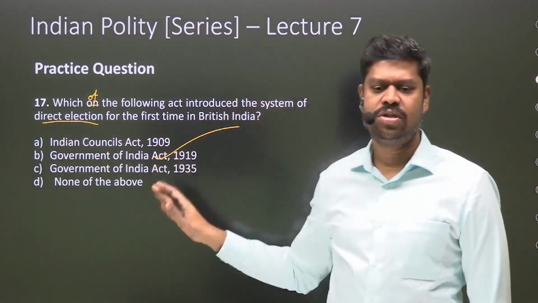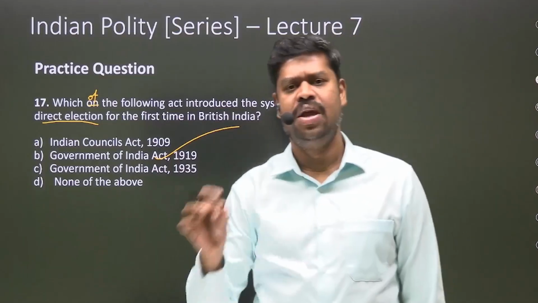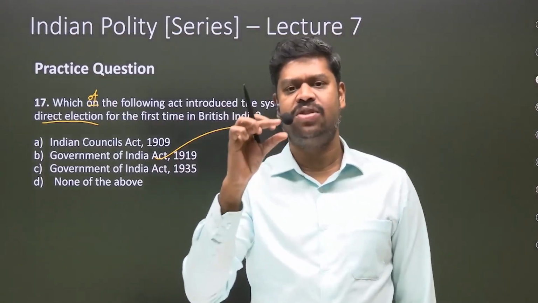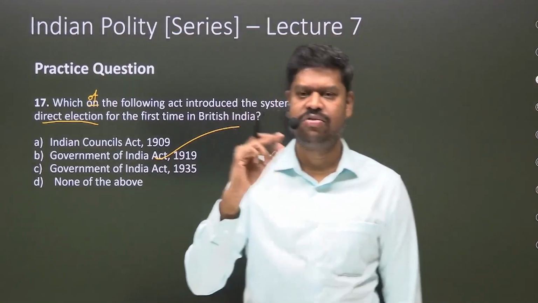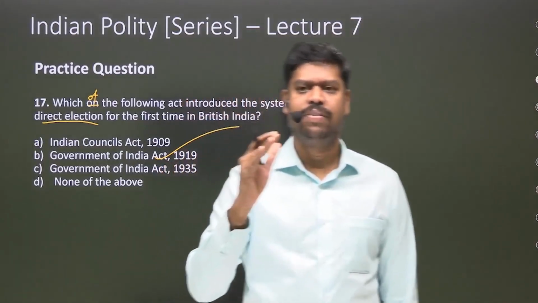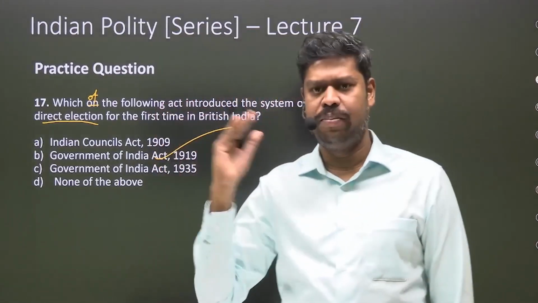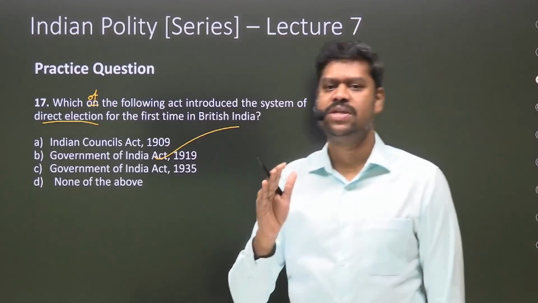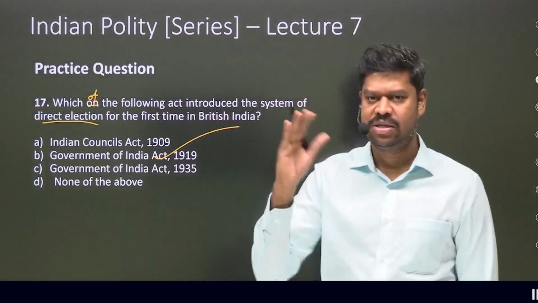Although they introduced a system of direct election, it was not on the basis of adult suffrage. It was not on the basis of universal adult suffrage. That means it did not give voting rights to all the people, but it was based on the principle of what is called limited adult suffrage.